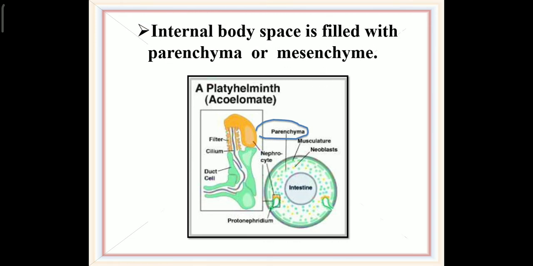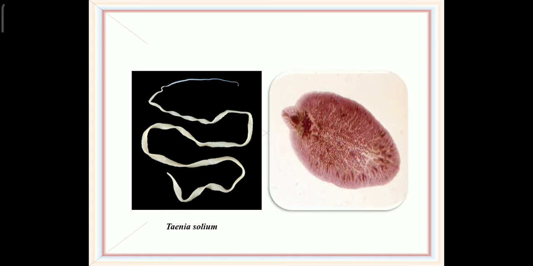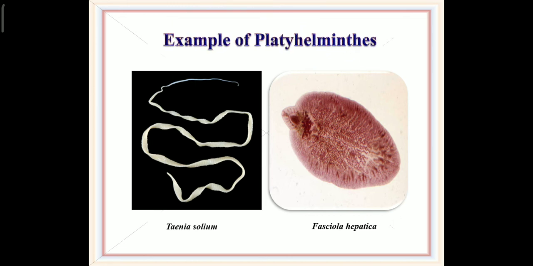The internal body space is filled with parenchyma or mesenchyme because they are acoelomate. There is no internal body cavity, and this space is actually filled with parenchyma or mesenchyme. Now let's look at some animals belonging to the phylum Platyhelminthes: Taenia solium and Fasciola hepatica, which is also called the liver fluke. These are examples of the phylum Platyhelminthes.